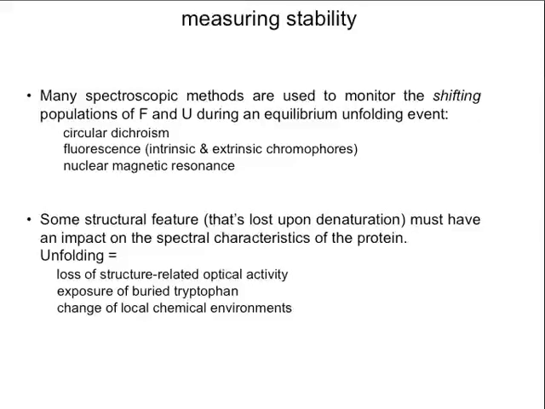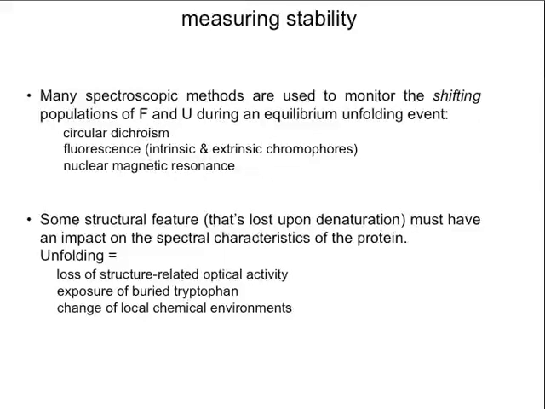There are a few different ways that you can monitor protein folding. Circular dichroism is one, which I'll explain in a moment. Probably most familiar to you is the idea of fluorescence. We've talked about it in class. You can use the fluorescence of intrinsic chromophores or intrinsic fluorophores such as tryptophan, or extrinsic chromophores.